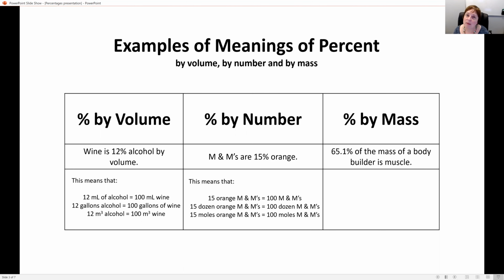And lastly, the one that we'll probably see most often is percent by mass. So 65.1% of the mass of a bodybuilder is muscle. What that means, again, remember, you get to choose what mass unit makes sense for the problem to make your life easier. But we'll just put a few examples here. 65.1 grams of muscle for every 100 grams of body, or 65.1 pounds of muscle for every 100 pounds of body, or kilograms, 65.1 kilograms of muscle for every 100 kilograms of body. Just note that it's always the same unit for the part and the whole. Whatever unit you've chosen, it has to be the same on both sides.